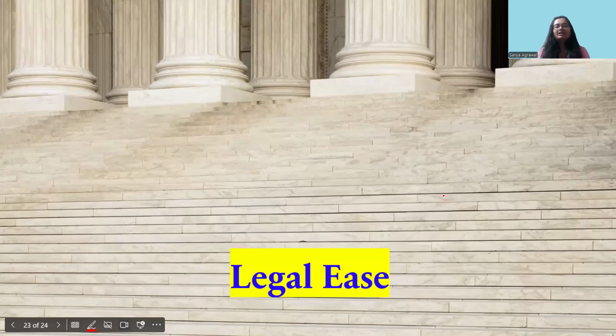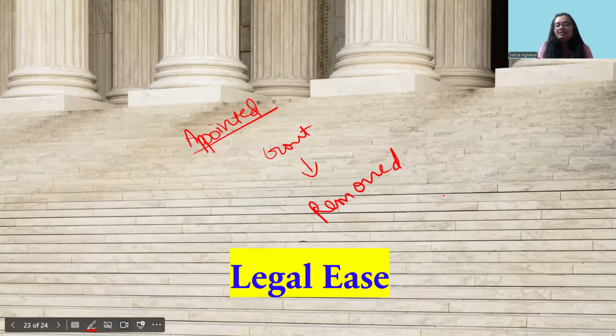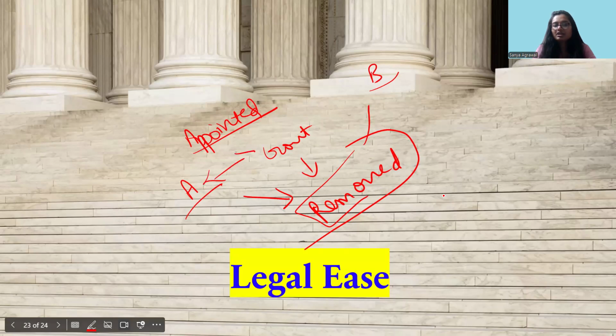For more understanding, let's take another example. Let's say a person A was appointed in a government department, and this person was removed from this department. After his removal, some other person B was appointed at his place. Now A challenged his removal on certain grounds against the government department which appointed him and removed him.